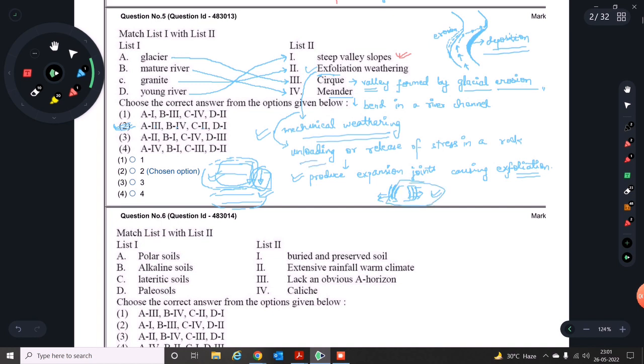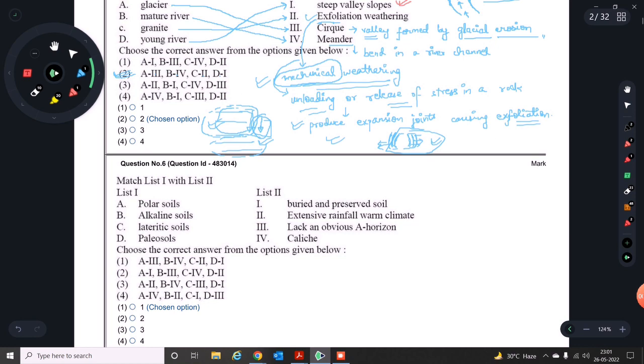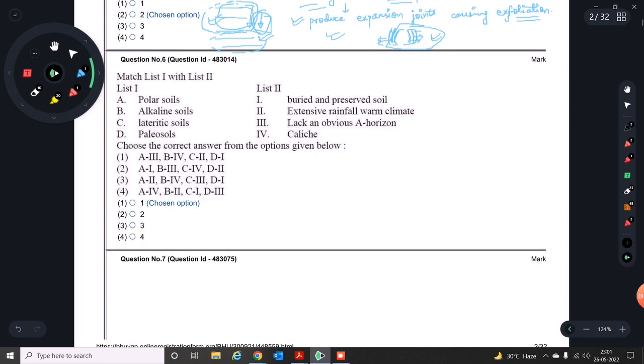And why is it happening? It is happening because of unloading or release of stress in a rock. So there is nothing chemical used over here, nothing biological. That is why it is a form of mechanical weathering. So I hope this is clear. We'll move to the next question.